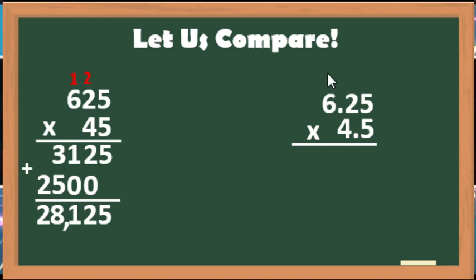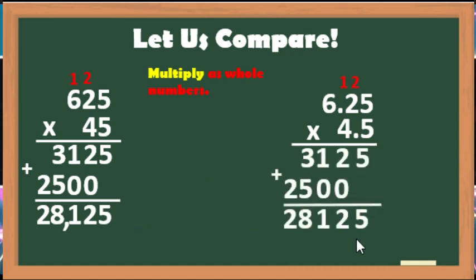Now let us try to multiply 6 and 25 hundredths times 4 and 5 tenths. How are we going to do that? First, we need to multiply as whole numbers. So even though they are decimal numbers, just multiply it as whole numbers. When we multiply this as whole numbers, definitely we will get the same digits in our product, right? What will be now the next step? Remember, the factors are decimal numbers. So the next step will be count. Count the number of decimal places in the factors.